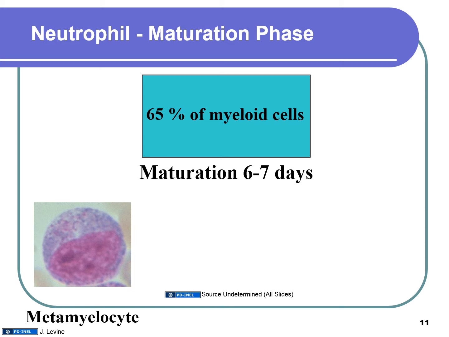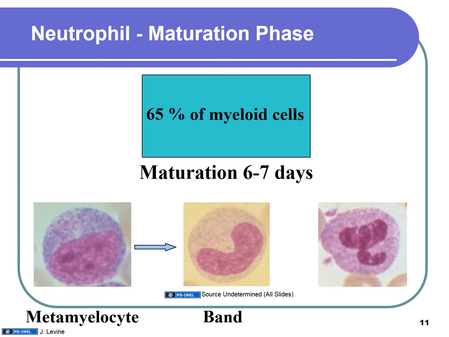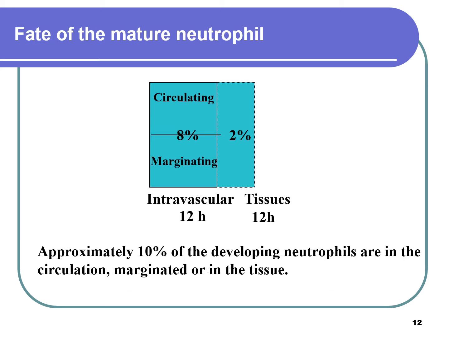And this is another figure to show you the maturation stage from the metamyelocyte into the band form till the mature stage, or the full mature neutrophil stage. And this slide just confirms that approximately 10% of the developing neutrophils are in the circulation, or marginated, or in the tissue.